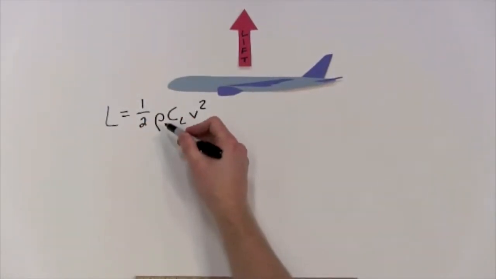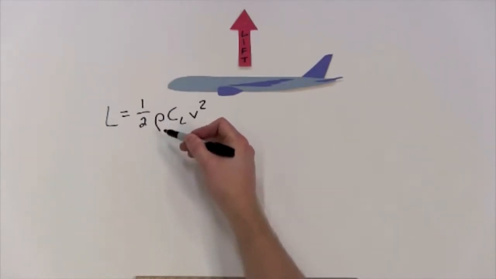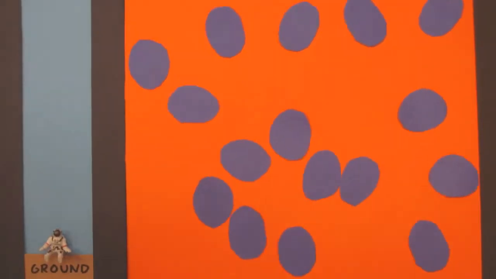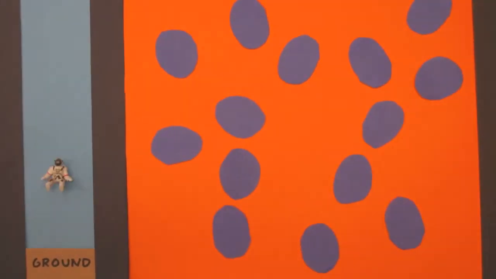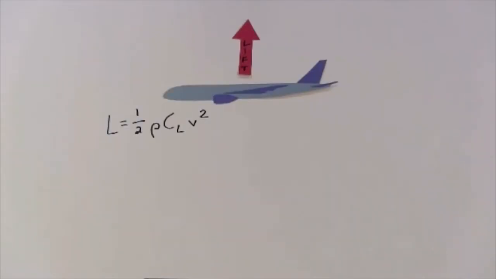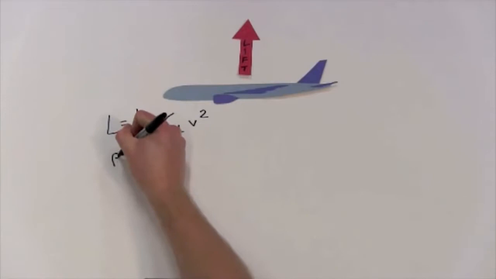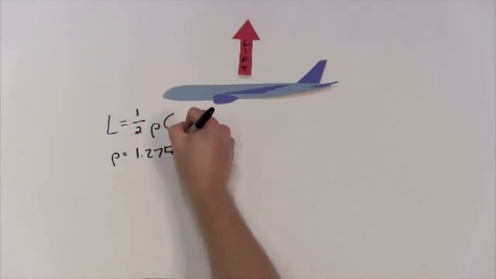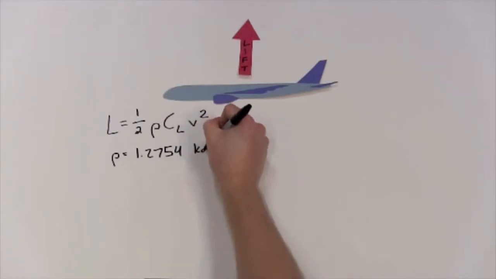So rho, it's not a P, it's the Greek letter rho. Rho is the density of the air, which is a measure of the number of air molecules in a certain volume. Density of the air varies with altitude and temperature. So as you go higher up, the air is thinner, and so the density is lower. If we want to simplify things, we generally use the standard density, which is 1.2754 kilograms per meters cubed.